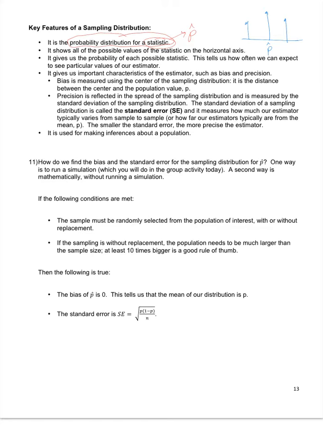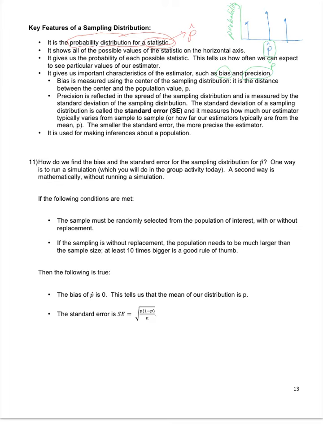Third, it gives us the probability of each possible statistic. So if you look more closely at those graphs we considered, your vertical axis gave you the probability. So the heights of those bars, where they were relative to your vertical axis, gave you probability. And so that means it tells you how often you can expect to see particular values of your estimator. And the fourth bullet, it gives you important characteristics of the estimator, such as bias and precision. So remember, bias is measured using the center of the sampling distribution. It's the distance between the center and the population value p, and your hope is that this center value is the same or equal to p.